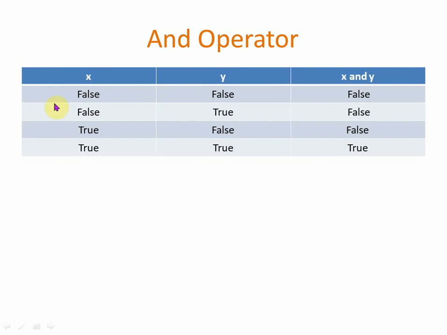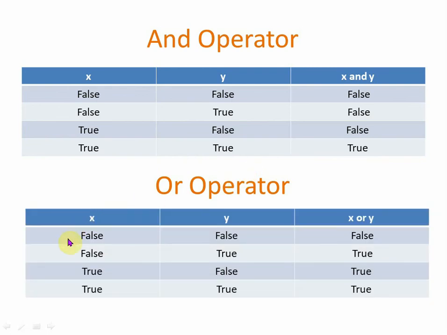The and operator is similar to bitwise and. Just replace 0 with false and 1 with true. You will get the same output as in bitwise and. Similarly, bitwise or: if you replace 0 with false and 1 with true, you will get the same table. So this is how the and operator works, and this is how the or operator works.